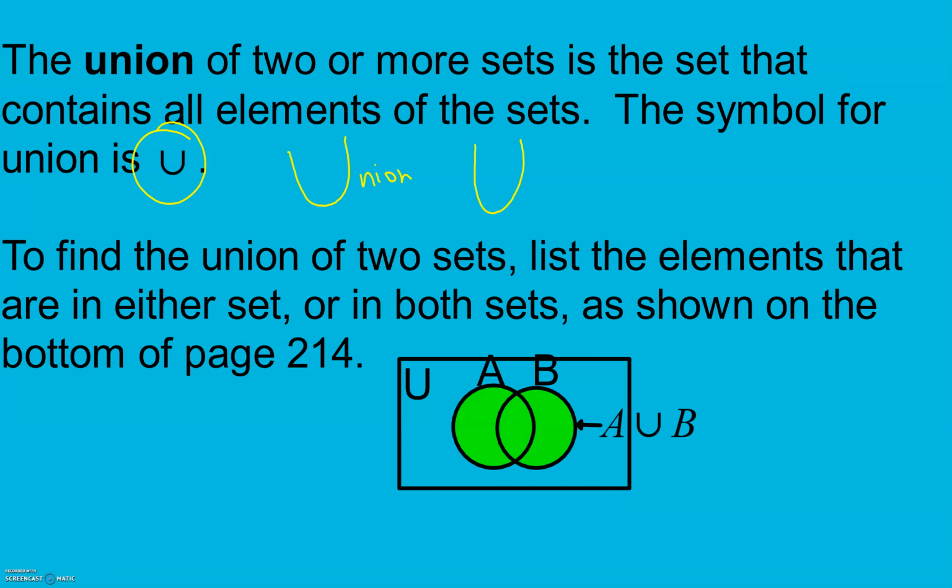Our universal set is the entire rectangle. A is our first circle, B is our second circle. And our union of them is anything that's in A, or in B, or in both. So the entire thing is highlighted here for our A and B circles, because for a union, it acts kind of like an OR. Anything that works for either set or both sets is included.